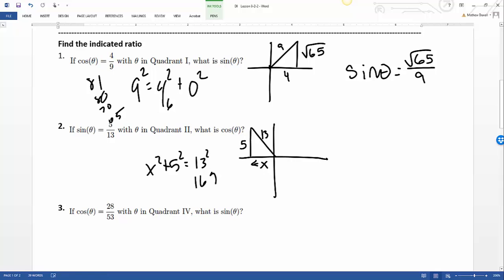So a squared plus b squared equals c squared. It's 169 minus 25. So that's what, 144? So that's 12, but it's negative 12 because it's going in the negative direction. So cosine is adjacent over hypotenuse.